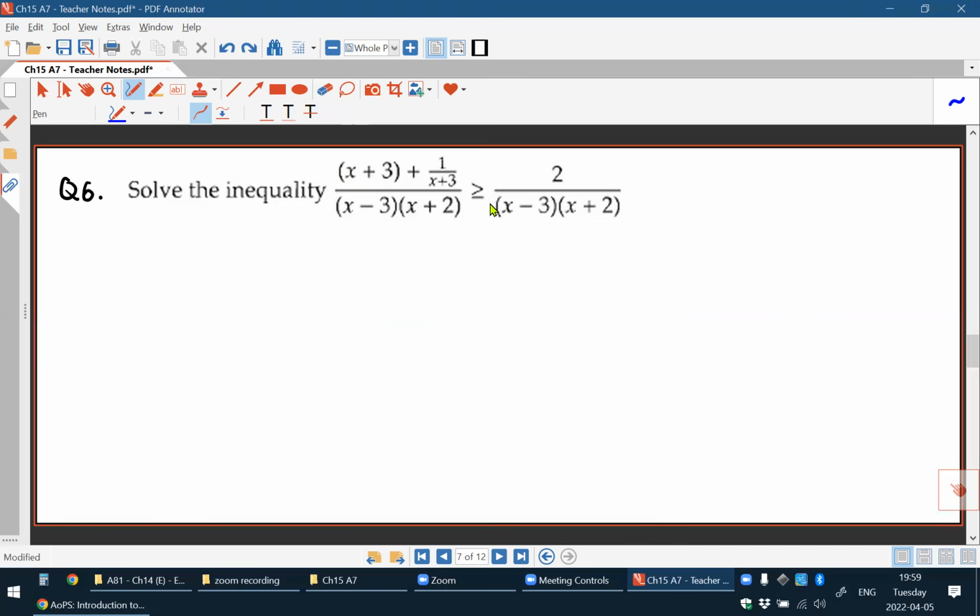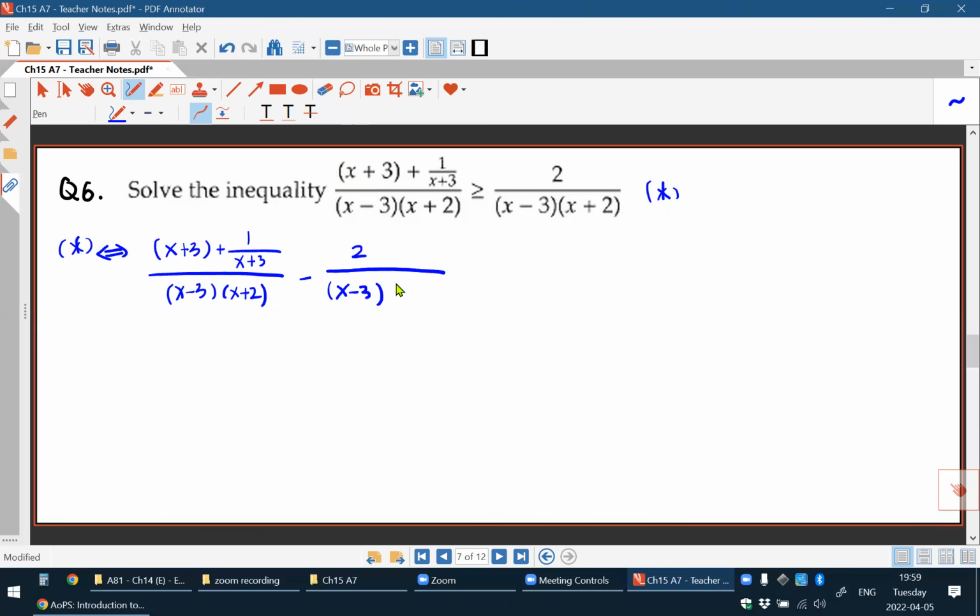we can move everything to one side, for example the left side. If you move everything to the left side, then you will have (x plus 3 plus 1) over (x plus 3)(x minus 3)(x plus 2), minus 2 over (x plus 3)(x plus 2)... Note that on the left side there are two terms, and both of them have the same denominator. So we can simplify it to (x plus 3 plus 1 over x plus 3 minus 2) over (x minus 3)(x plus 2), greater than or equal to 0.